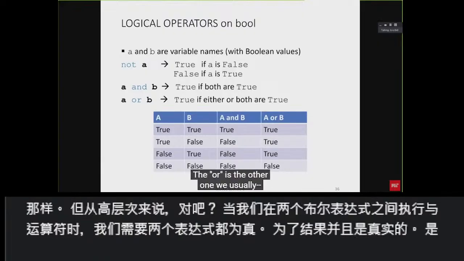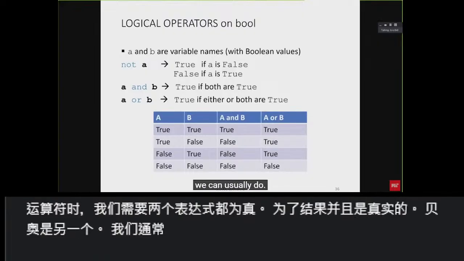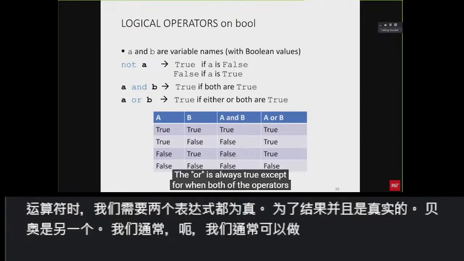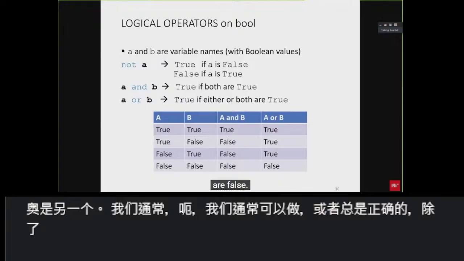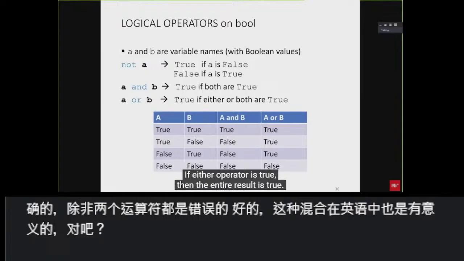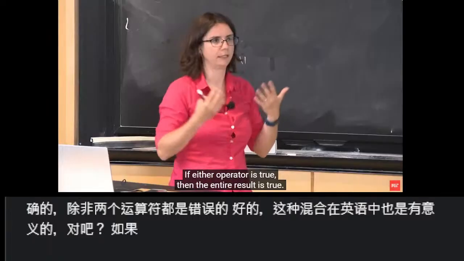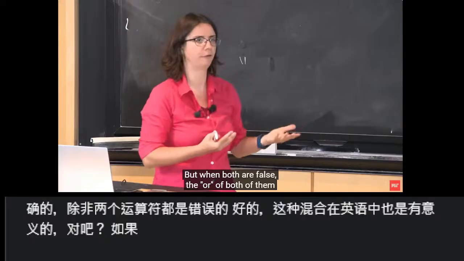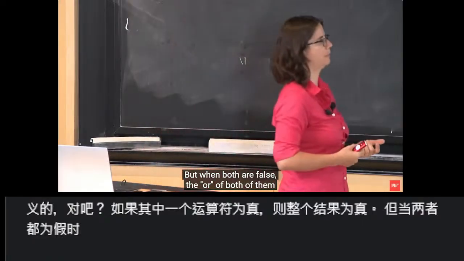The OR is the other one we can usually do. The OR is always true, except for when both of the operators are false. Right? And it kind of makes sense in English too, right? If either operator is true, then the entire result is true. But when both are false, the OR of both of them is false as well.